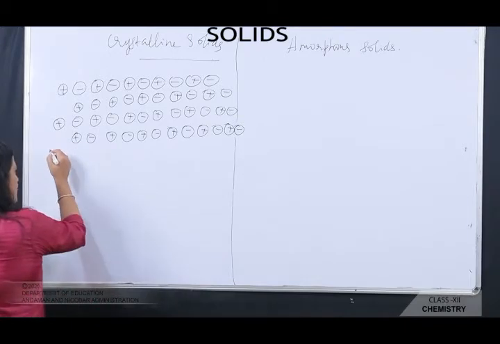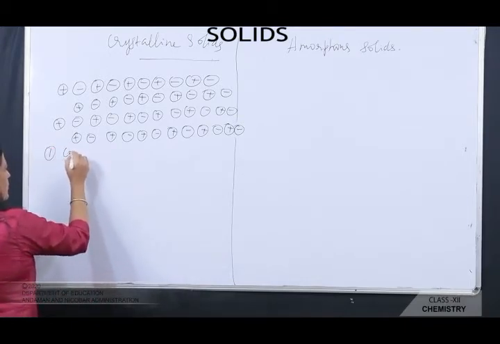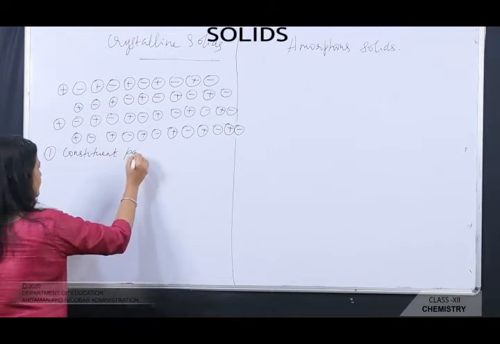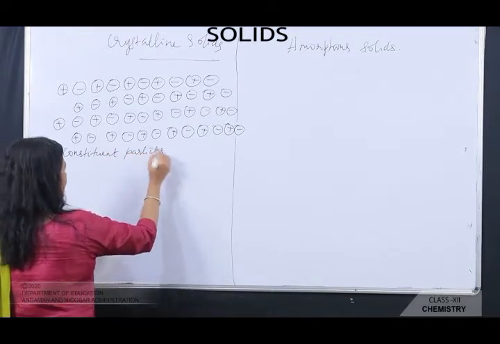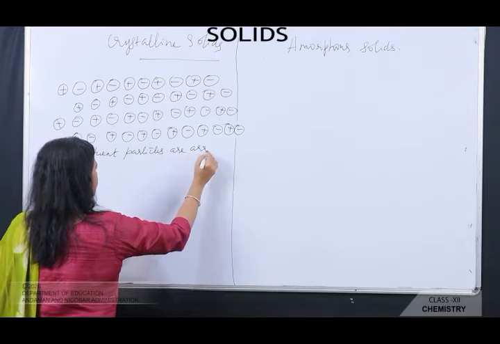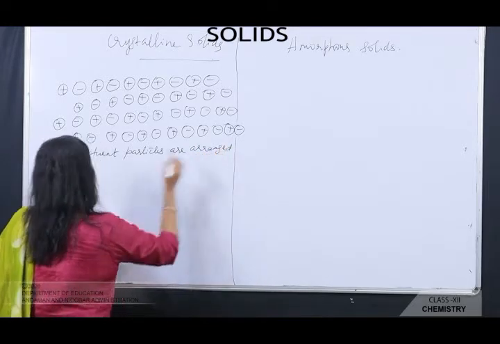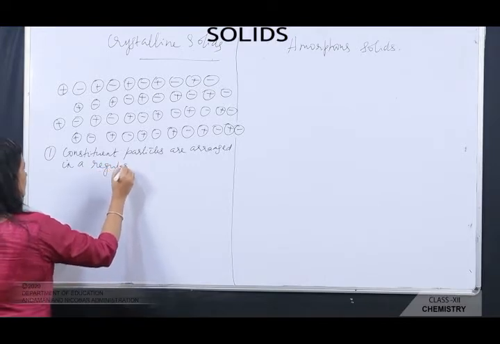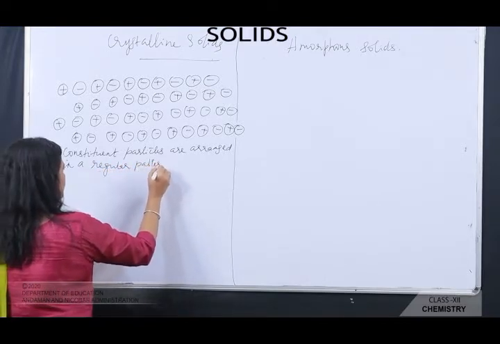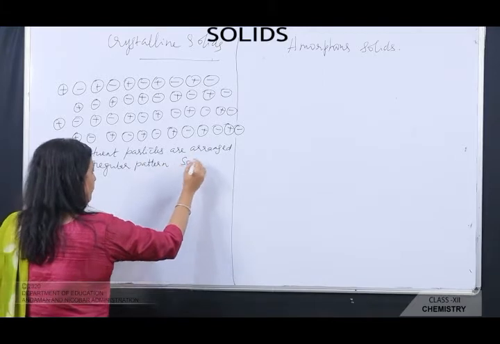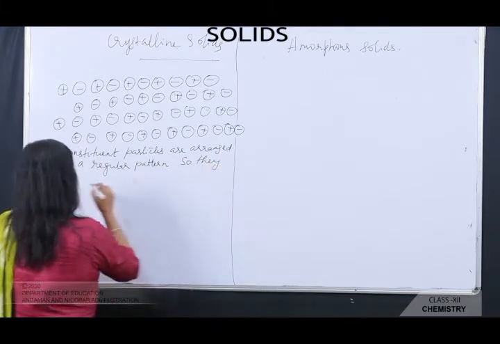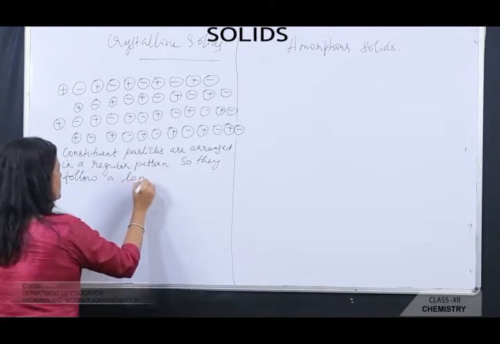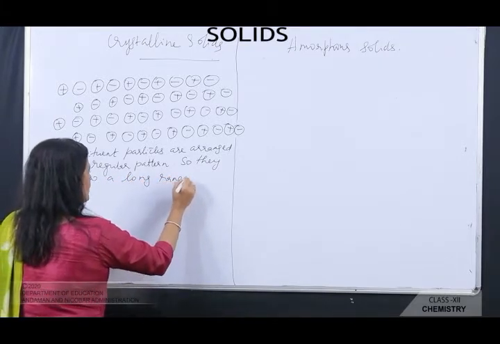So that I am going to write here, the constituent particles are arranged in a regular pattern. So they follow a long range order. So understood what is long range order?